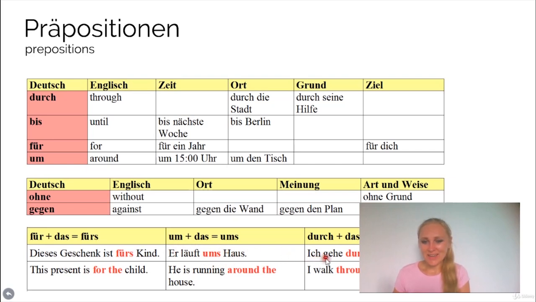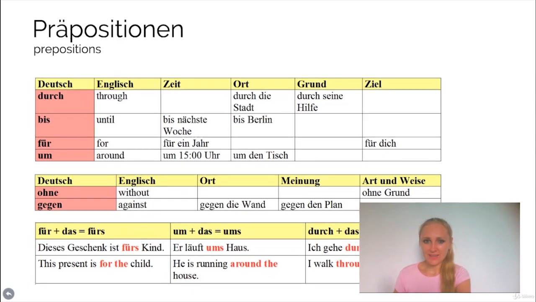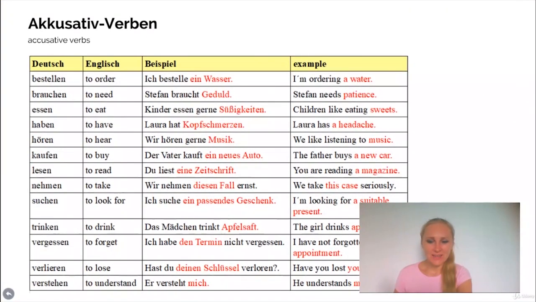Then the next one, ich gehe durchs Zimmer. Here it is durch plus das becomes durchs. So ich gehe durchs Zimmer, I walk through the room, or I'm walking through the room. We have just put the article together with the preposition. Okay, because here Zimmer is neutral, right? It's das Zimmer, das Haus, and das Kind also. Okay, so let's have a look at the next slide.